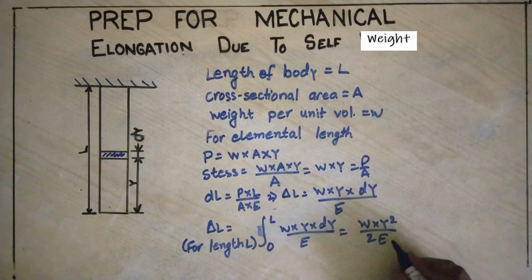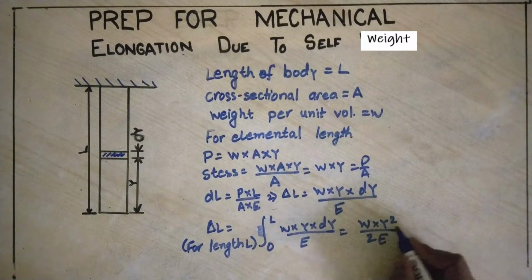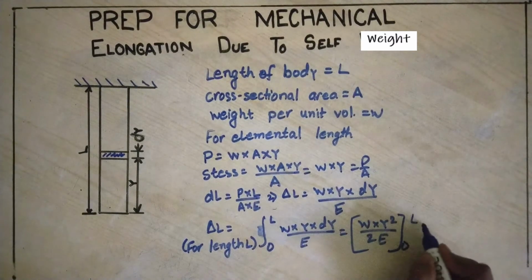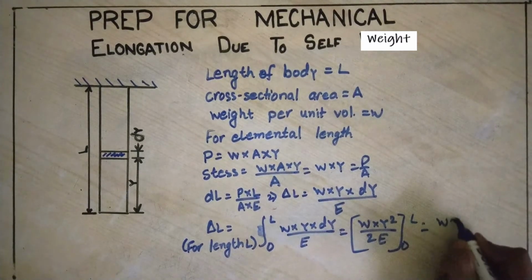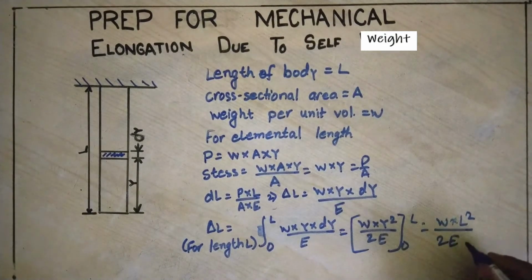So for elongation, it is equal to W into L square divided by 2E. The formula for elongation due to self weight will be WL square divided by 2E.